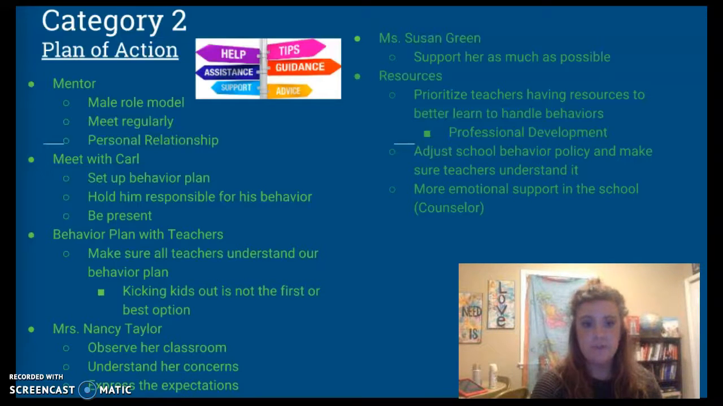Next, I will meet with all the teachers to make sure that they understand the behavior policy and the plan, and reinforce that sending kids out of the classroom should not be their first option, nor is it often the best option. Therefore, we will practice when issues should be dealt with within class, at what point you send them out of the classroom, and when that is the best option.